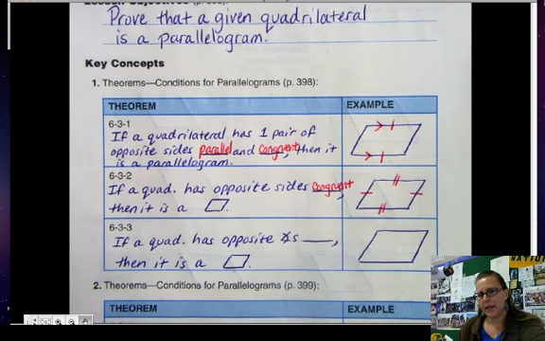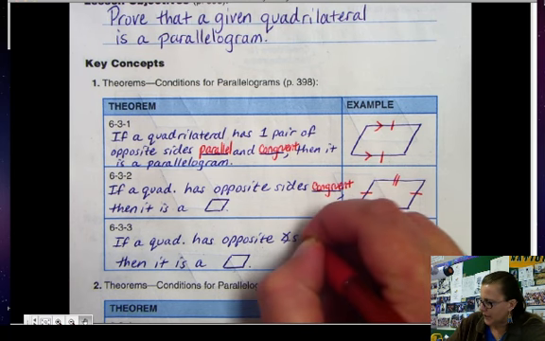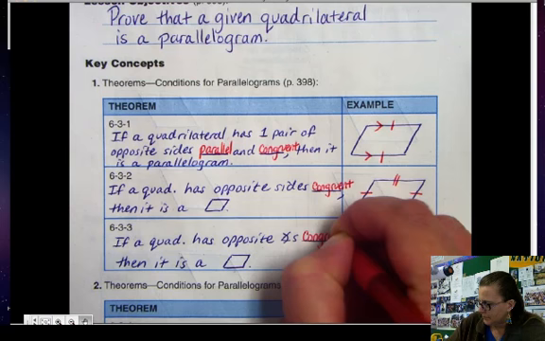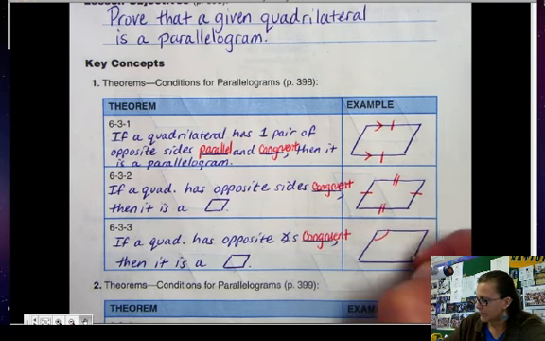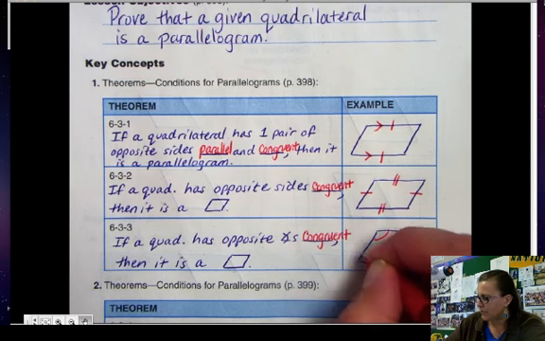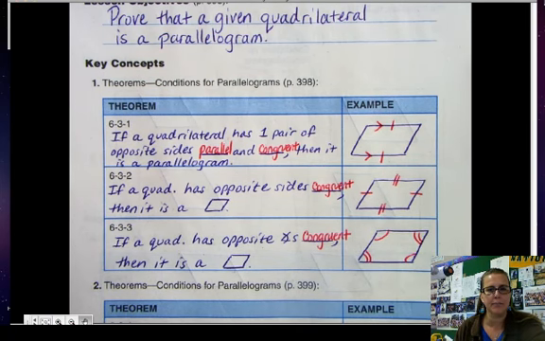The next way is if the quadrilateral has opposite angles congruent, then it is also a parallelogram. So that would look like this. And once again, you've seen this before. We did the converse of it in the previous lesson.